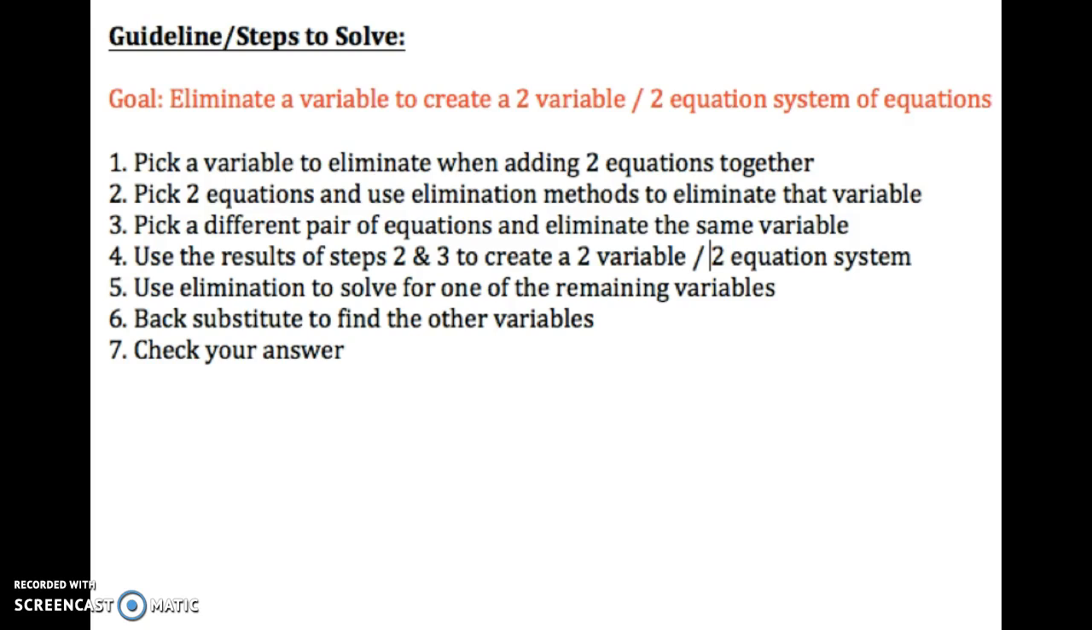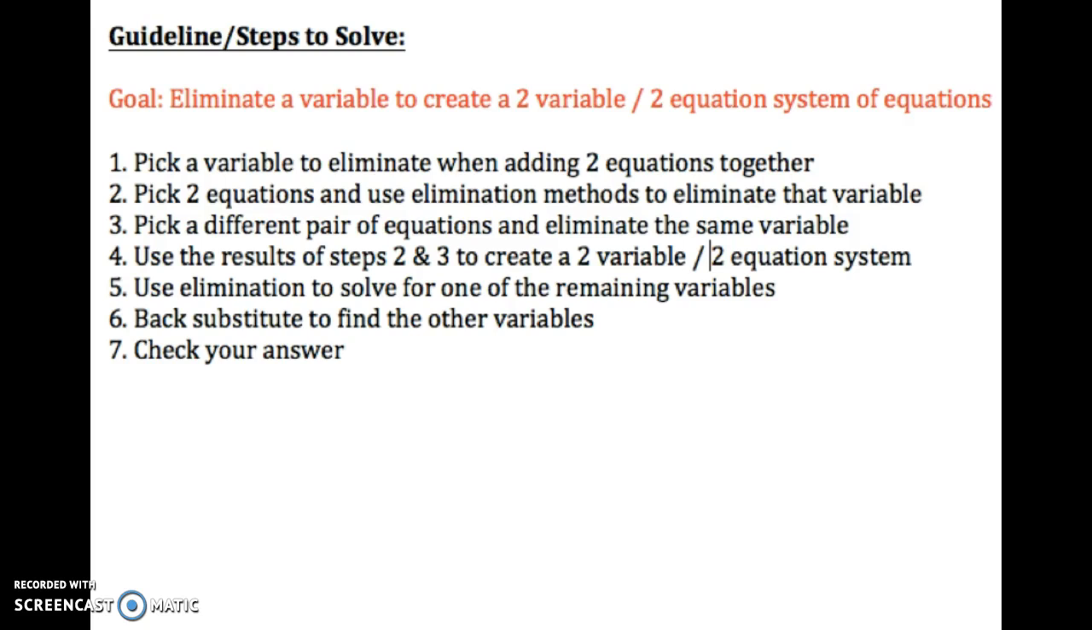You'll start by picking two equations. You'll eliminate the variable that you want. Then you're going to pick a different pair of equations and eliminate that same variable. After that, we're going to take the results we got, which should have only two variables. Hopefully not more than that. And when we've done it twice, we'll have a two-variable, two-equation system, which is what you've normally done.